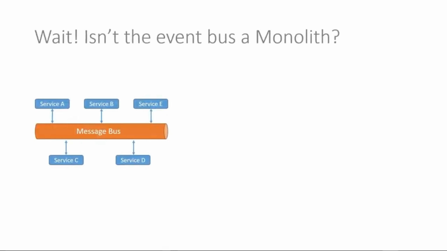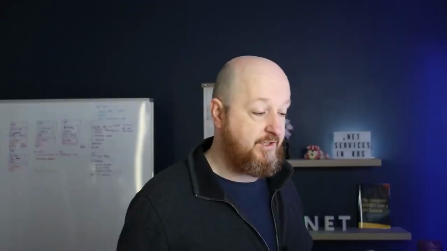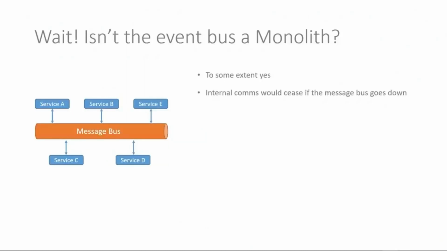So then the final slide in this section, and it's a question I wanted to surface here, is: isn't the message bus a monolith? It's this big thing that all these other services are dependent on. To some extent, yes. And it's the same kind of conversation you'll have about API gateways. Is an API gateway basically a monolith? Again, to some extent, yes. But focusing in on the message bus, is it a monolith? To some extent, yes.